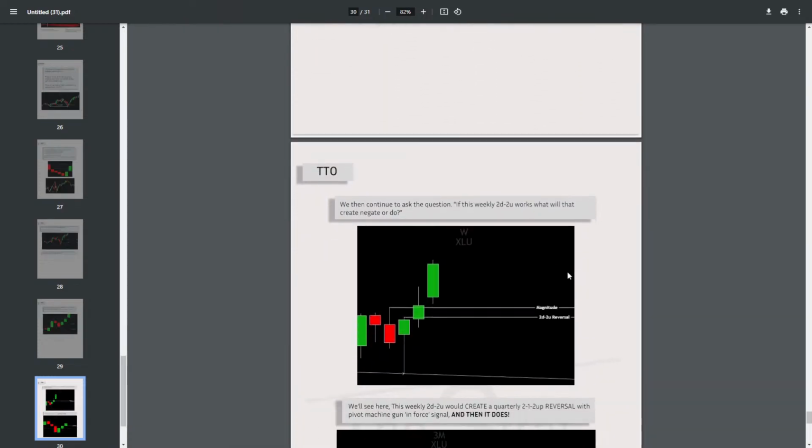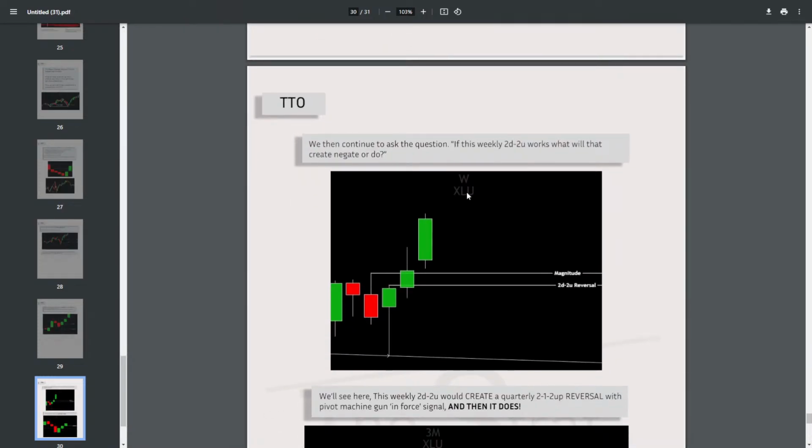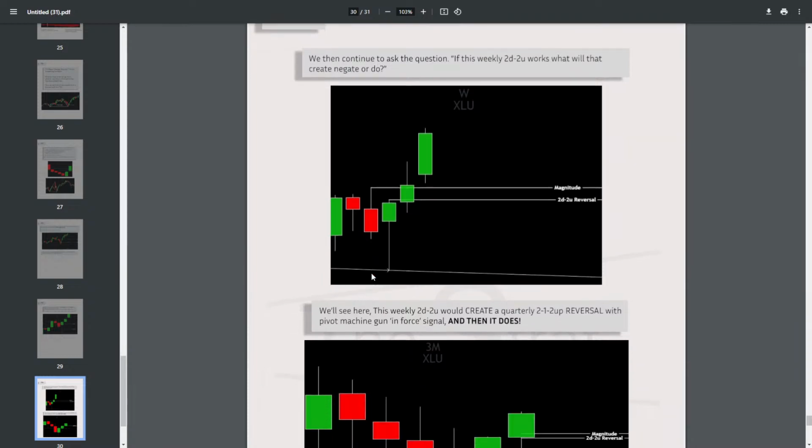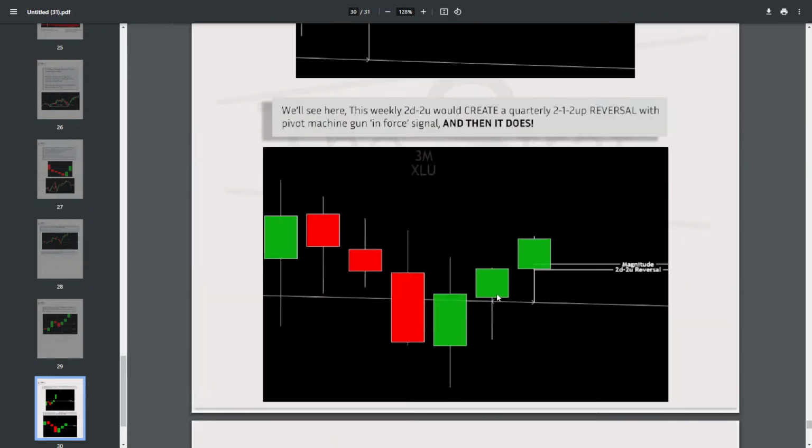And then the same question is asked. If that weekly works, what will that negate, create, or do? So you can see the 2-2 week back into the 3, it would take this out. What you'll see is on a quarterly basis, the 2 down, 2 up week would create the inside quarter 2-1-2 hammer actionable signal reversal with a pivot machine gun.